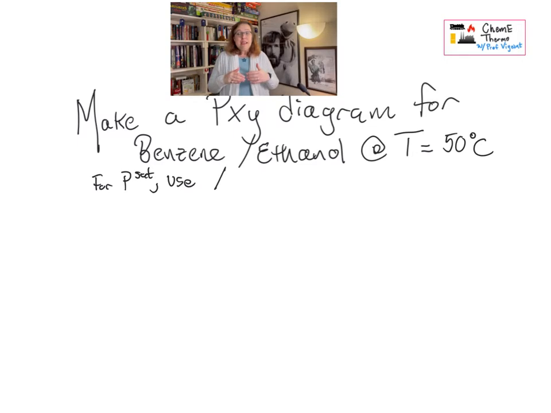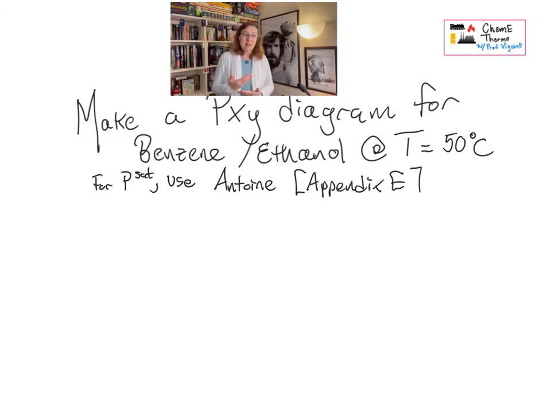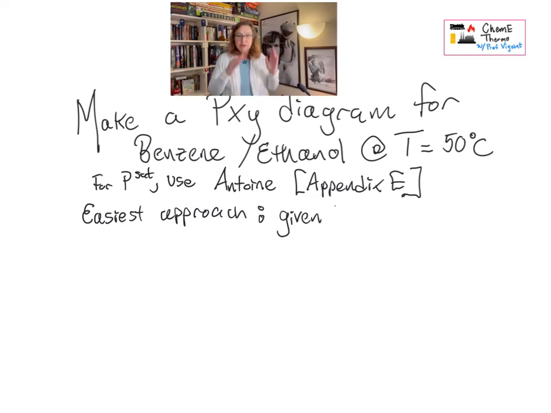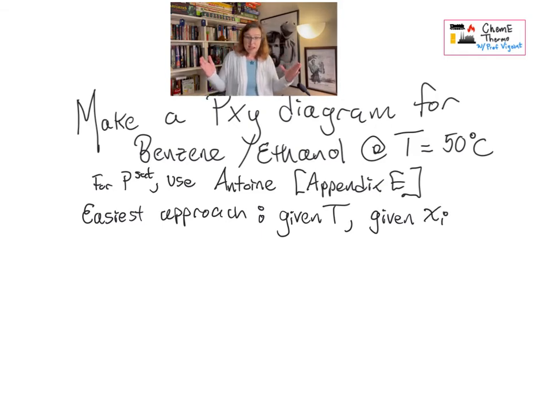And we're going to do the classic mixture of benzene and ethanol, which is a pretty ideal solution, not perfectly, but you know, it's good enough for these purposes. And we'll assume we're at a constant temperature of 50 degrees Celsius. And when we are calculating our PSATs, we're going to use the Antoine equation, which is in Appendix E of your textbook. And there are constants for both benzene and ethanol in that appendix. So you'll be able to set up the Antoine equation pretty nicely. So we're going to do the easiest approach of applying Raoult's law to create this phase diagram.